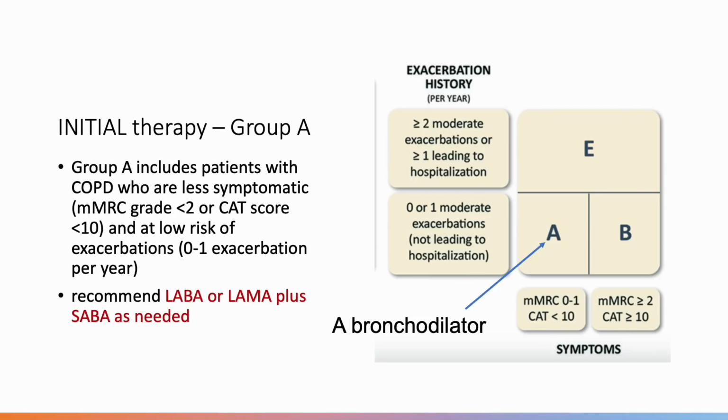When deciding on which inhaler to prescribe to a patient, it is important to identify if the patient belongs in group A, B, or E as shown on the right-hand side. Group A includes patients with COPD who are less symptomatic. This includes an MMRC grade of less than 2 or a CAT score of less than 10, and at low risk of exacerbations, typically 0 to 1 exacerbation per year without hospitalization. The recommendation includes a long-acting bronchodilator plus short-acting bronchodilators as needed.